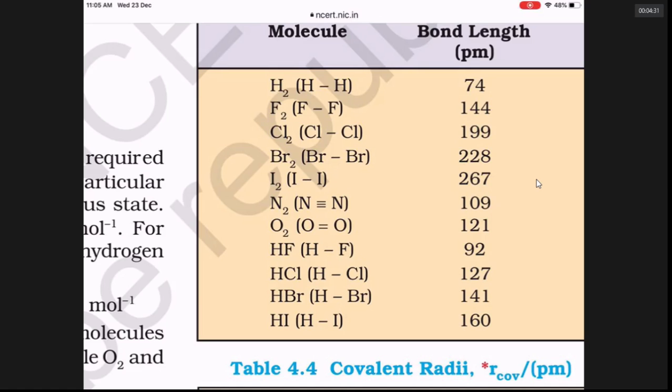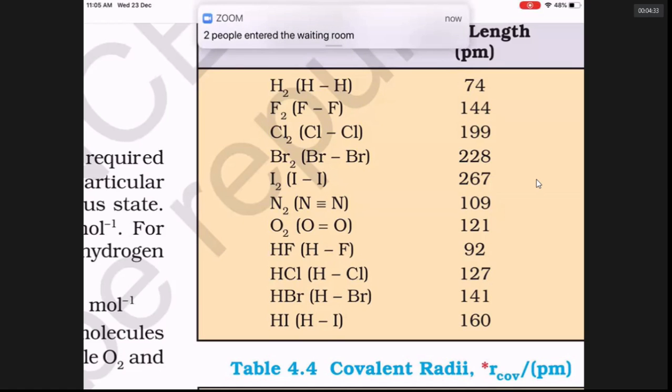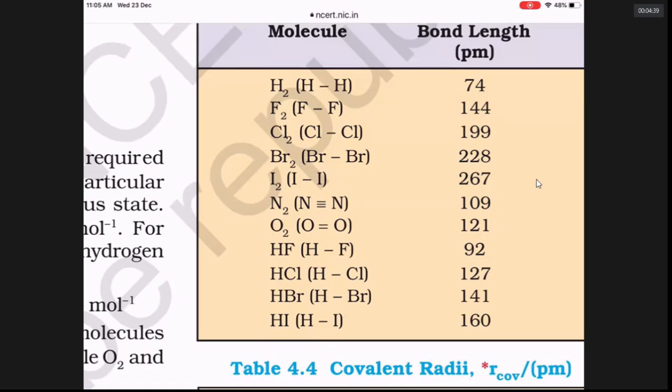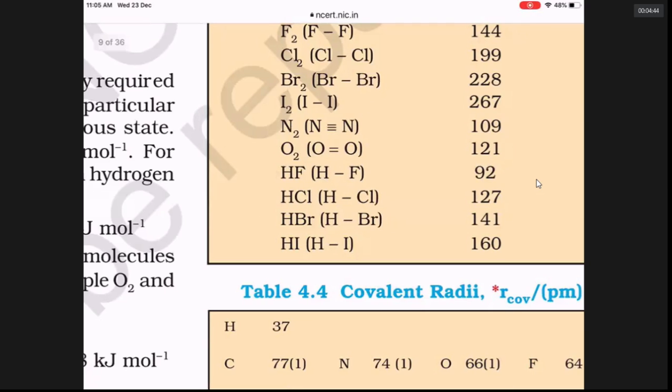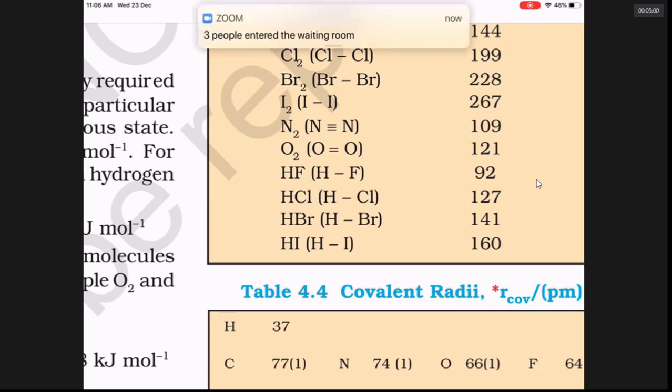It means down a group, covalent bond length is increasing, because the size of the atoms is increasing. Also, if you look at HF, HCl, HBr, HI, where the covalent bond is between different atoms, called heteroatomic molecules, as you go down the group, the H-X bond lengths are 92, 127, 141, 160. Bond length increases down a group. Have you noticed?